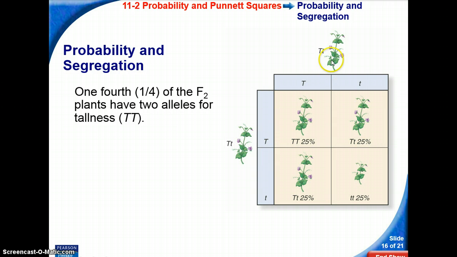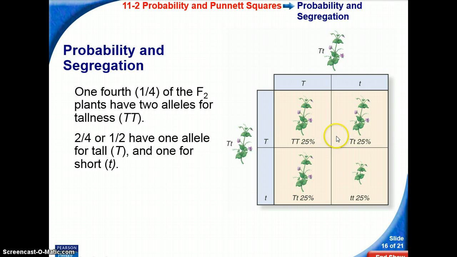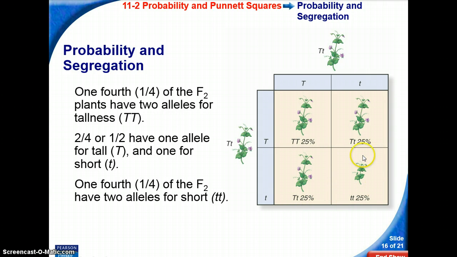So when we look at these 2 tall plants that combine, and they gave us 3 talls with different genetic makeups, they also gave us one fourth that has this double tall T, 2/4 or 1/2 has 1 allele for tall and 1 allele for short, and then another fourth has the 2 short t's that gives us the short plant. So we'll do more with this in class, but just know that these Punnett squares are the way that geneticists use the probability to figure out what's the probability that a certain trait is going to show up.